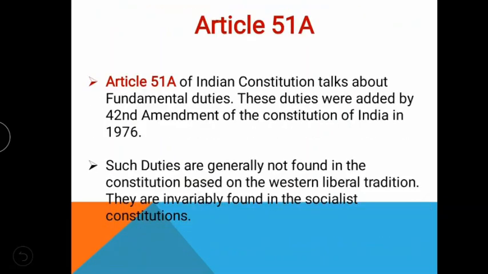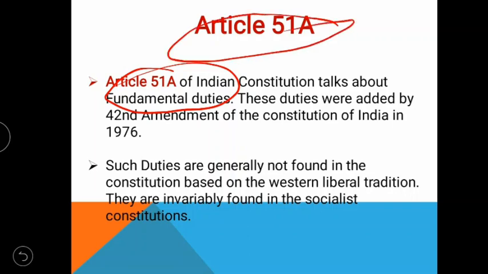Now, as we have discussed, it comes under Article 51A. Article 51A of the Constitution talks about fundamental duties. It's very true. These duties were added by the 42nd Amendment of the Constitution of India in 1976. It is already there, but we are especially talking about Article 51A.